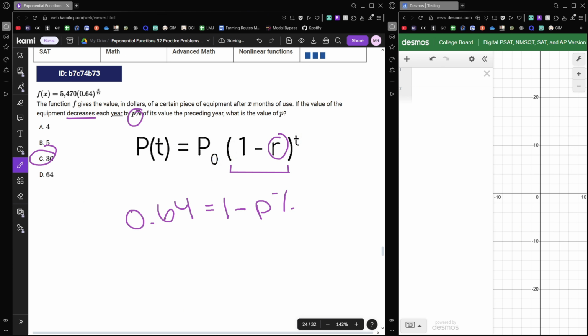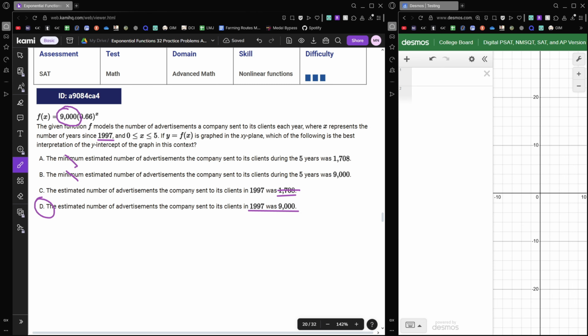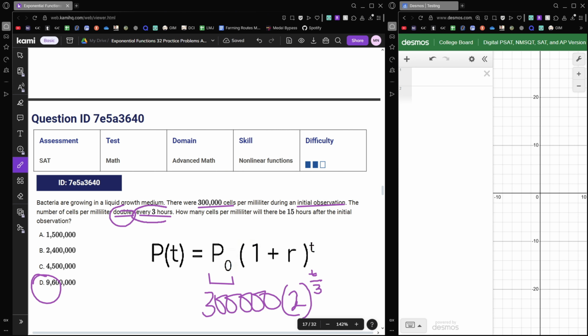Some extra tips that will help speed up these questions are that whenever it's an exponential decay, the number inside the parentheses will always be less than 1, and whenever it's exponential growth, the number inside the parentheses will always be greater than 1. It's also useful to note that the y-intercept will always be this first number, and whenever it says every 3 hours, make sure to put that into a fraction for the time, so make sure to put it over 3.